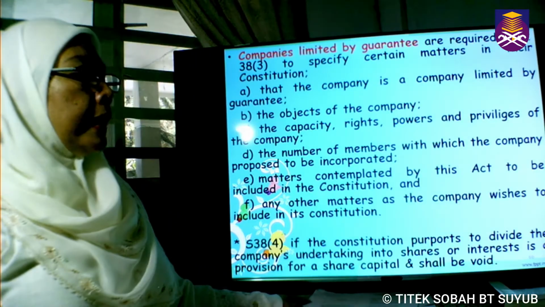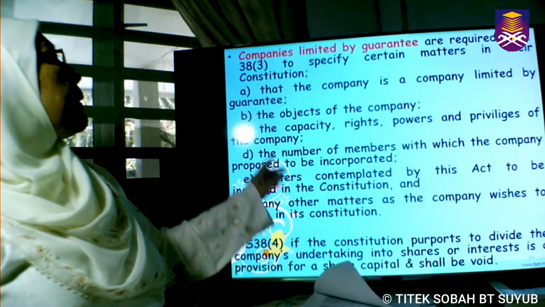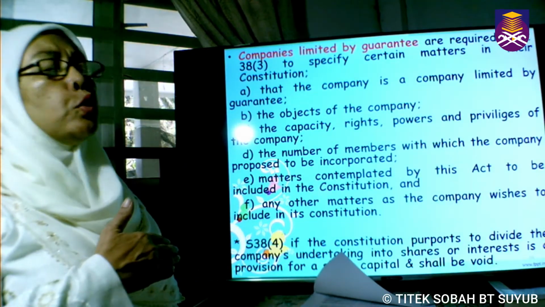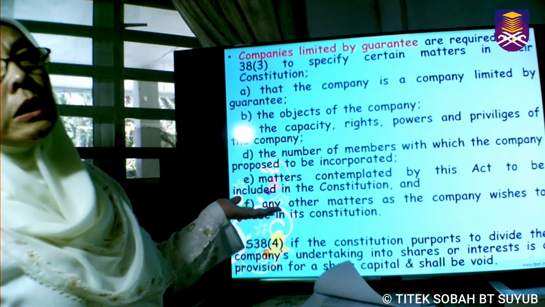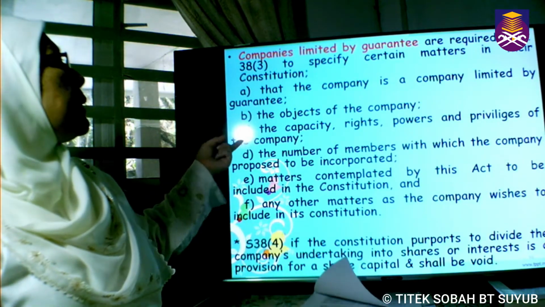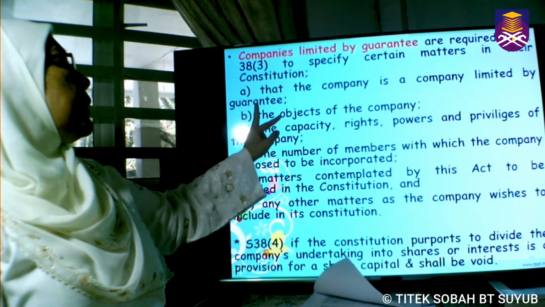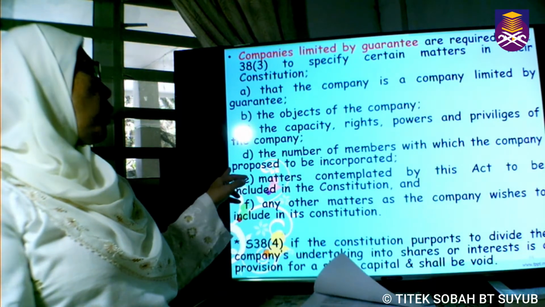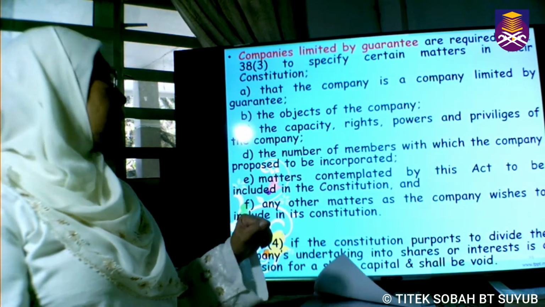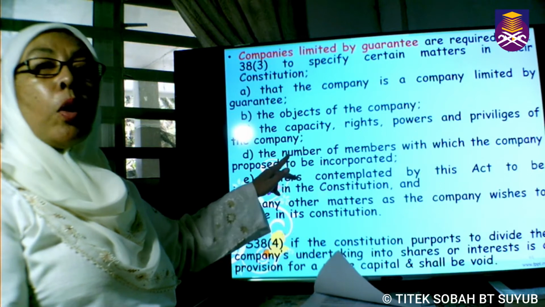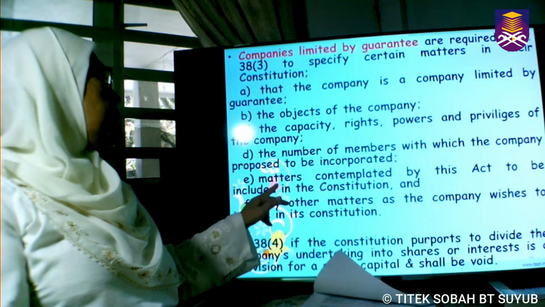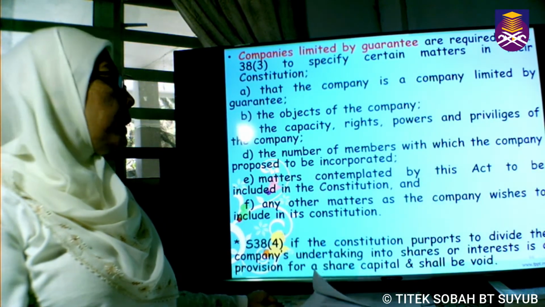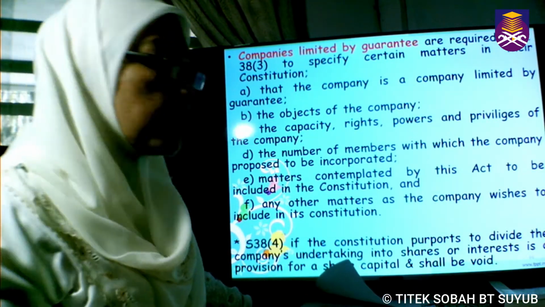Okay. Companies limited by guarantee are required by section 38.3. So this is actually a repetition of what I highlighted to you just now. There are certain matters which need to be specified. For a company limited by guarantee: that the company is a company limited by guarantee, the objects of the company, the capacity, rights, powers, and privileges of the company, the number of members with which the company is proposed to be incorporated. This is for CLG only. The matters contemplated by this act to be included in the Constitution, and any other matters as the company wishes to include in its Constitution.